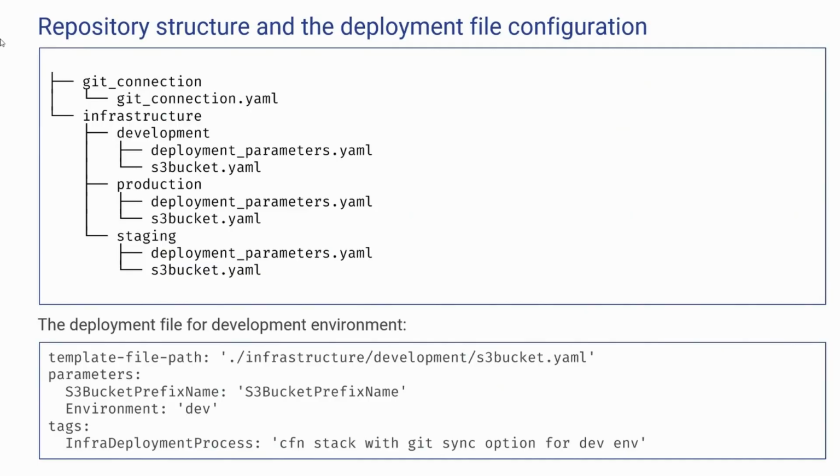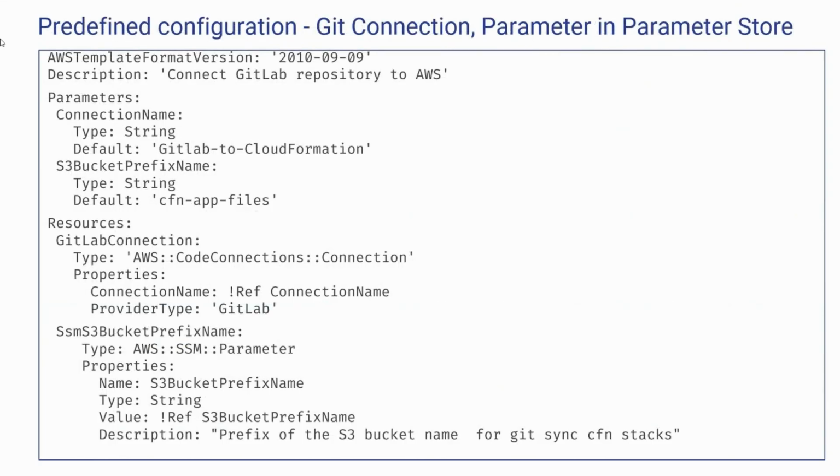Why do we need these parameters here? Because the idea is that in every environment, we have the same template for development, for production, and for staging. And here, the difference is only in these parameters. In these parameters, we define the names of the resources, the tags of the resources, these differences which we need to have between these resources.